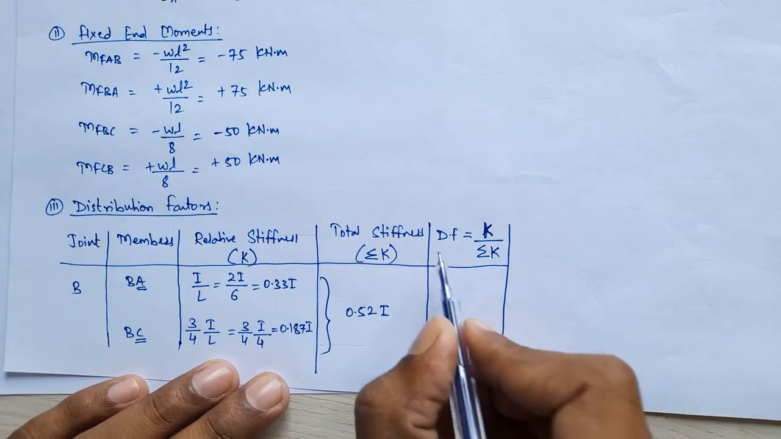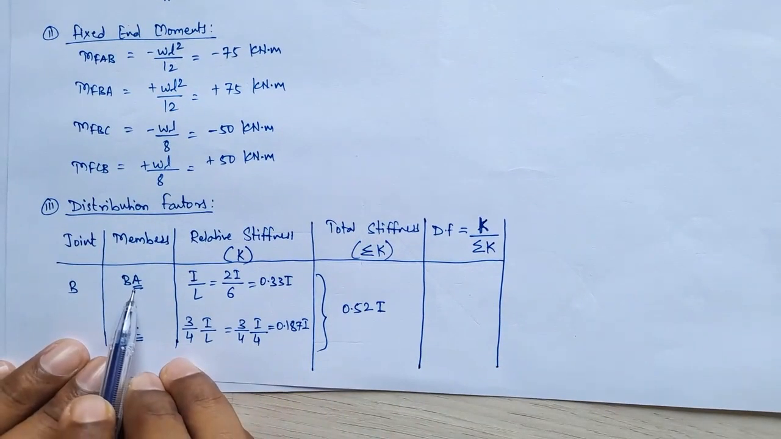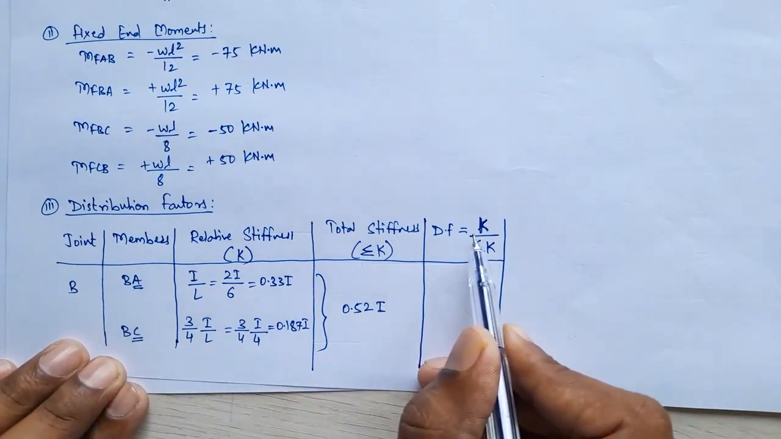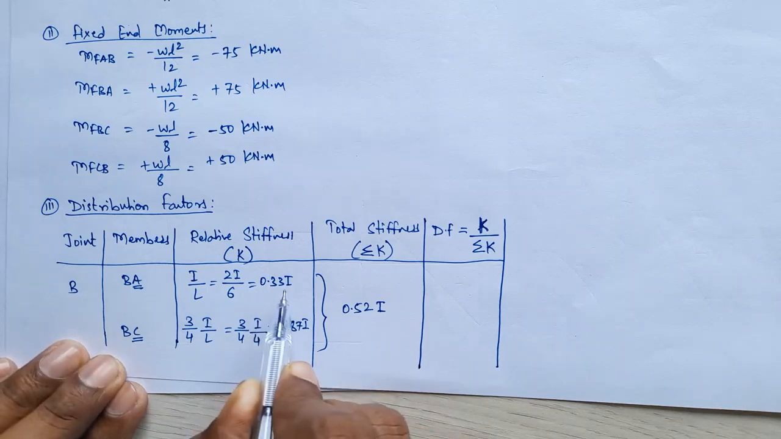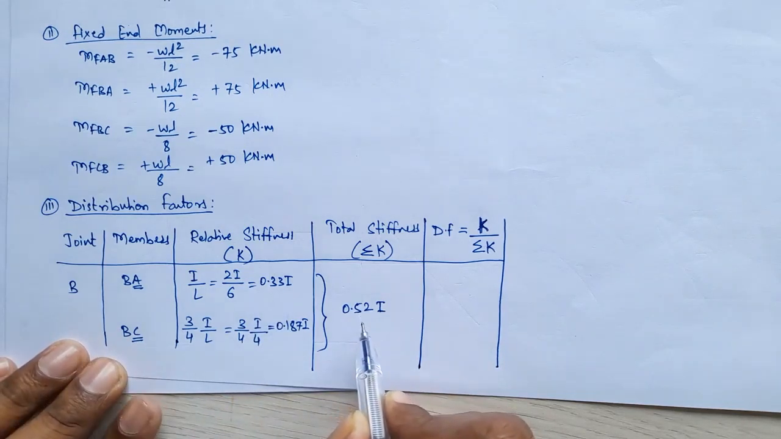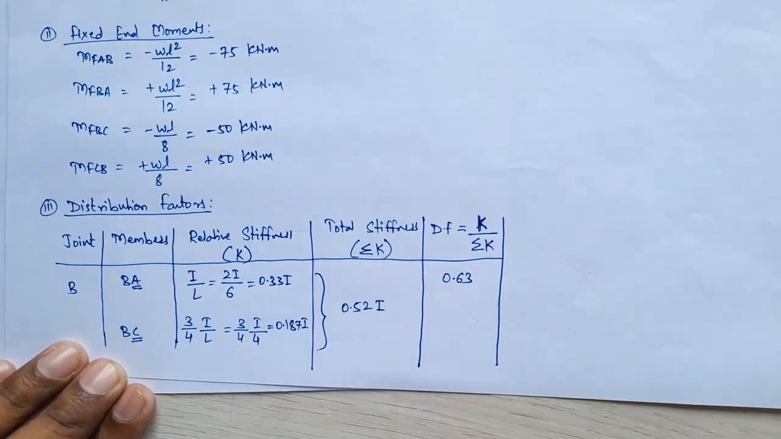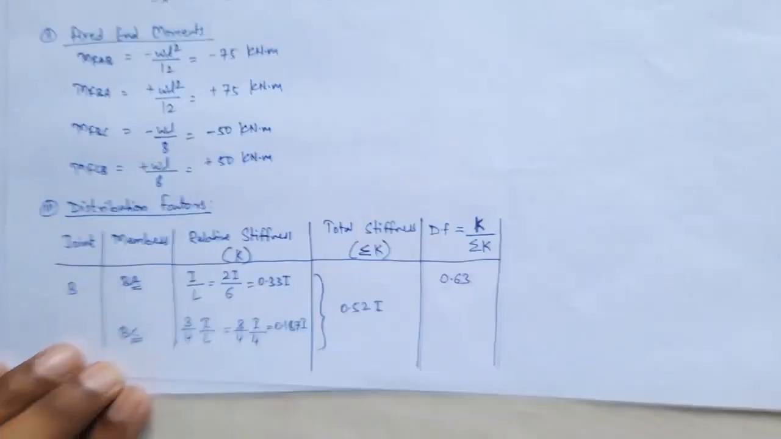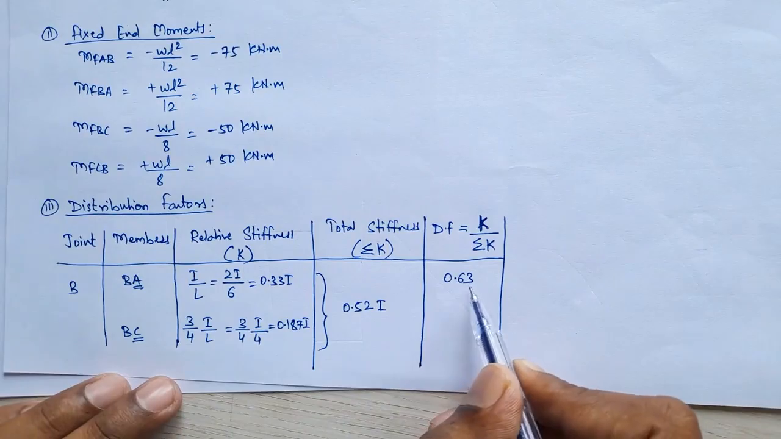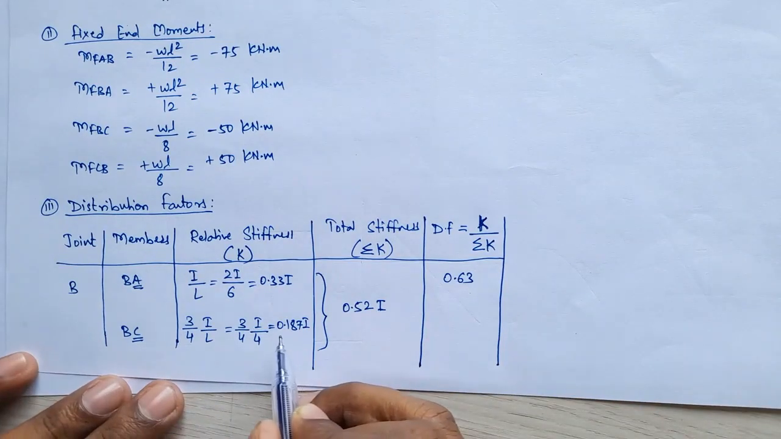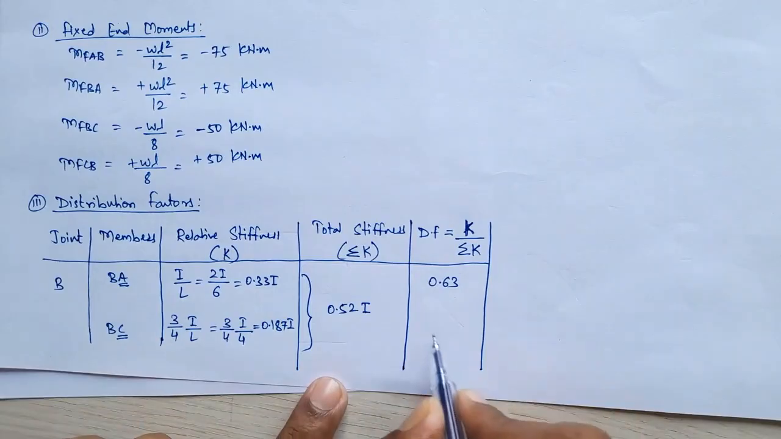Okay, now next is your DF. DF is what? It is the value of relative stiffness to total stiffness. So if I want to calculate the DF for BA member, how much will it be? That is K of BA divided by summation of K, that is 0.33 I divided by 0.52 of I, that gets equal to 0.63. I will get cancelled over here. So in DF it is always a numerical term. There will be no constant term in this. So DF will be equal to 0.63, and for BC same way I will get 0.187 divided by 0.52, that is K divided by summation of K.